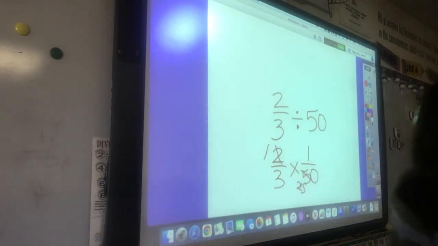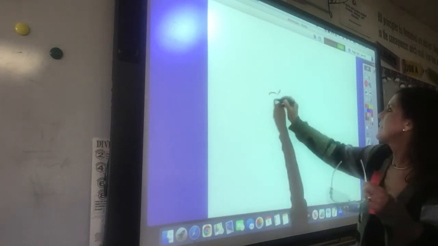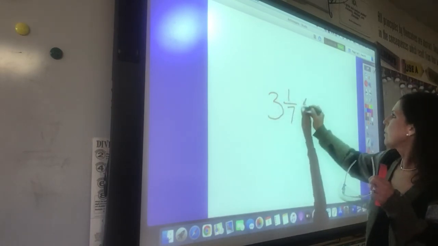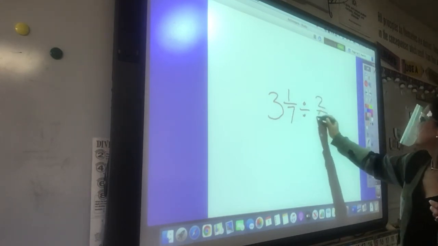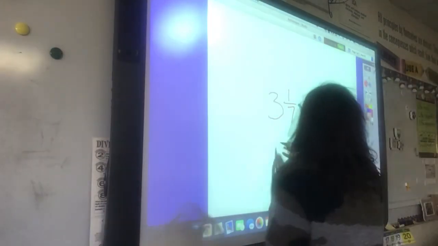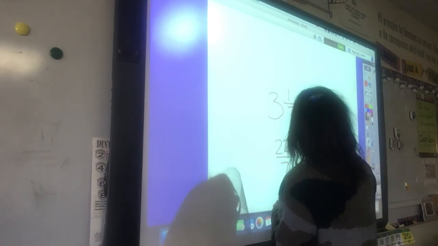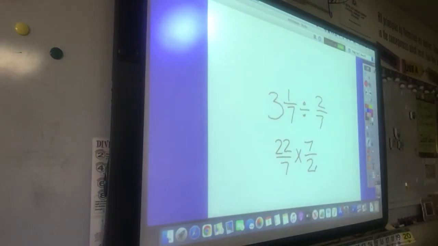All right, let's do mixed number. So mixed number first, but not second yet. So just a mixed number for the first one. We're going to do 3 1/7, and we're going to divide by 2/7. First we need to fix the 3 1/7. So what would we get when we fix that so that we can use it, Patty? 22/7. Then we change, then we flip, and we're going to be able to cancel the 7 and the 7, and the 2 and the 22. We'll be able to cancel both ways.